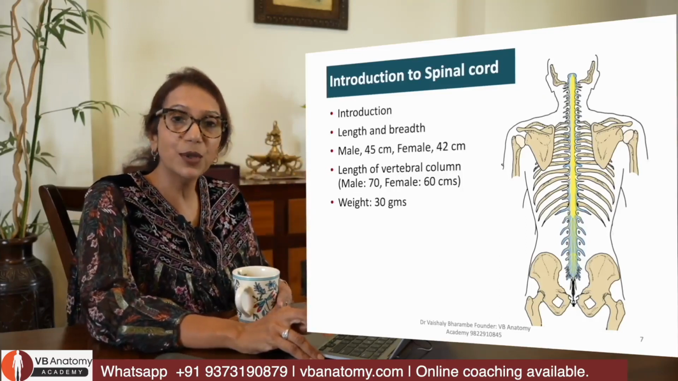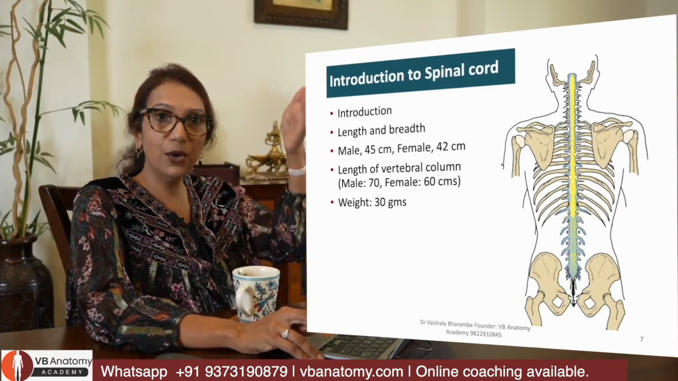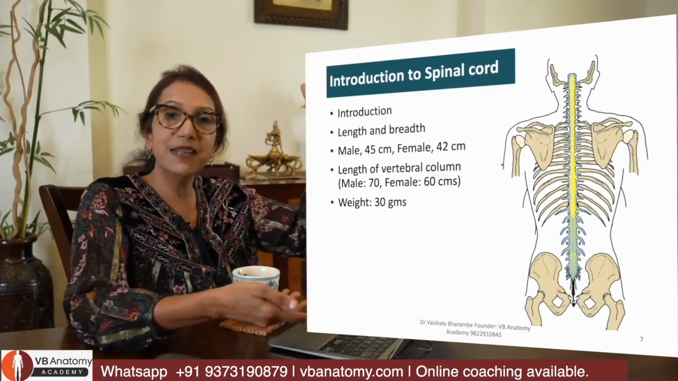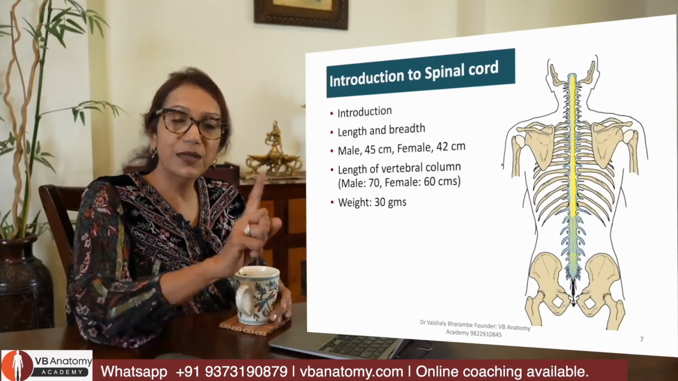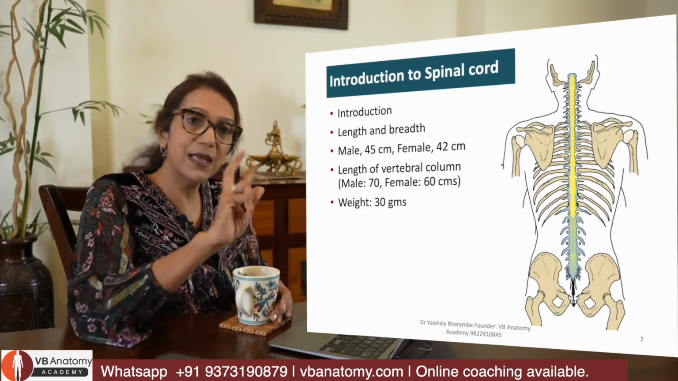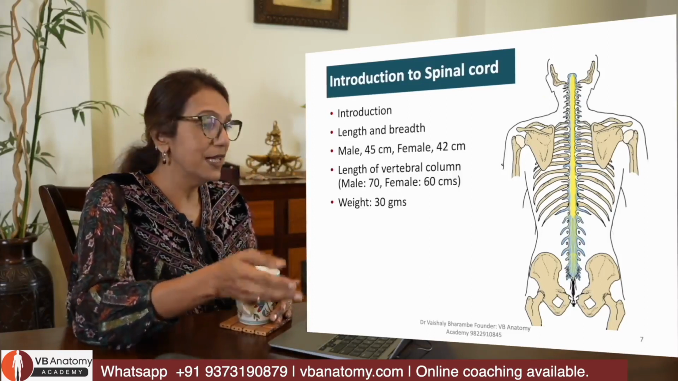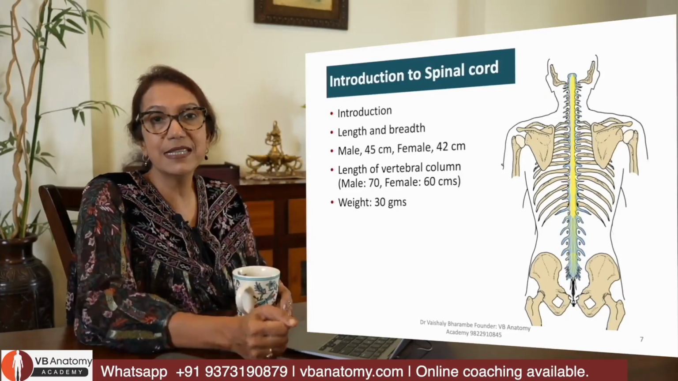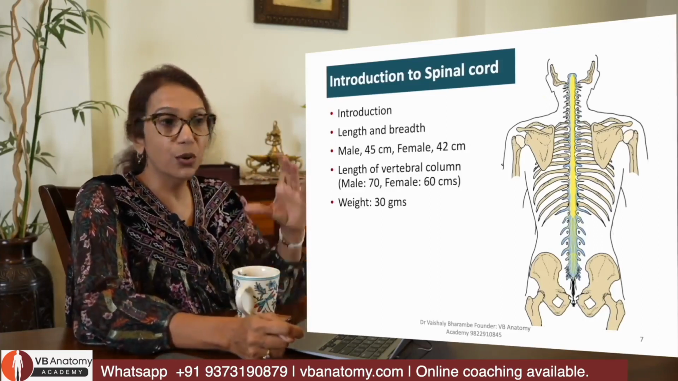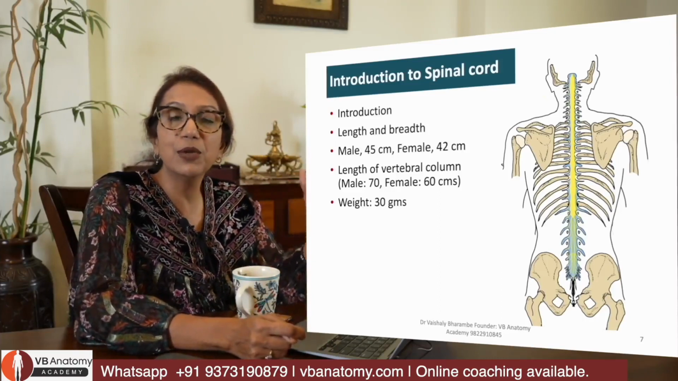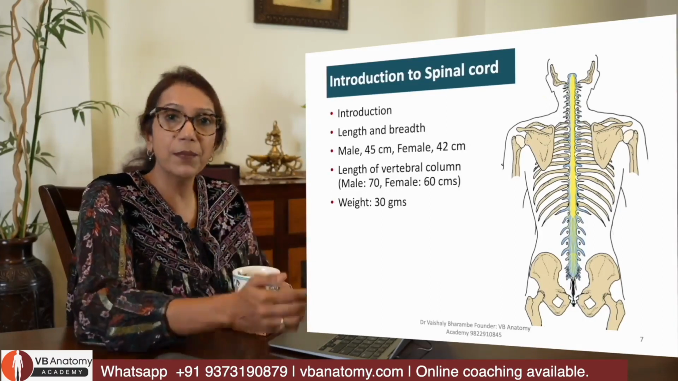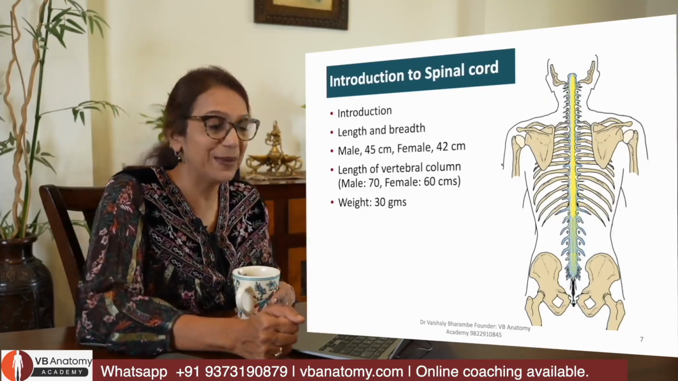Now do you understand what I'm saying? That the spinal cord in the male is 45 centimeter, but the vertebral column is 70 centimeter. So the vertebral column is longer than the spinal cord. Same is the case in females, where the vertebral column is 60 centimeter, but the spinal cord is 42 centimeter. A good 20 centimeters in between the two. Why is it relevant? How did this happen? We'll learn about it today.